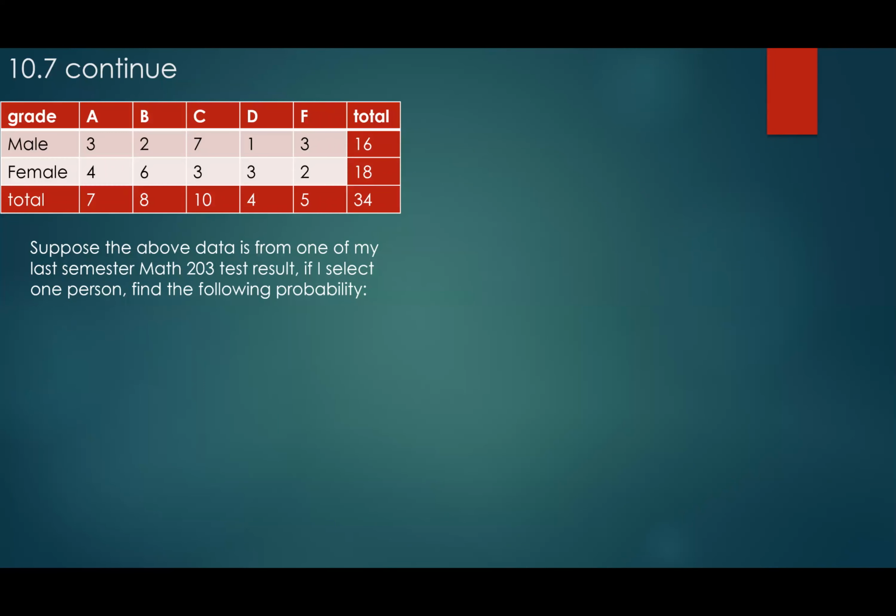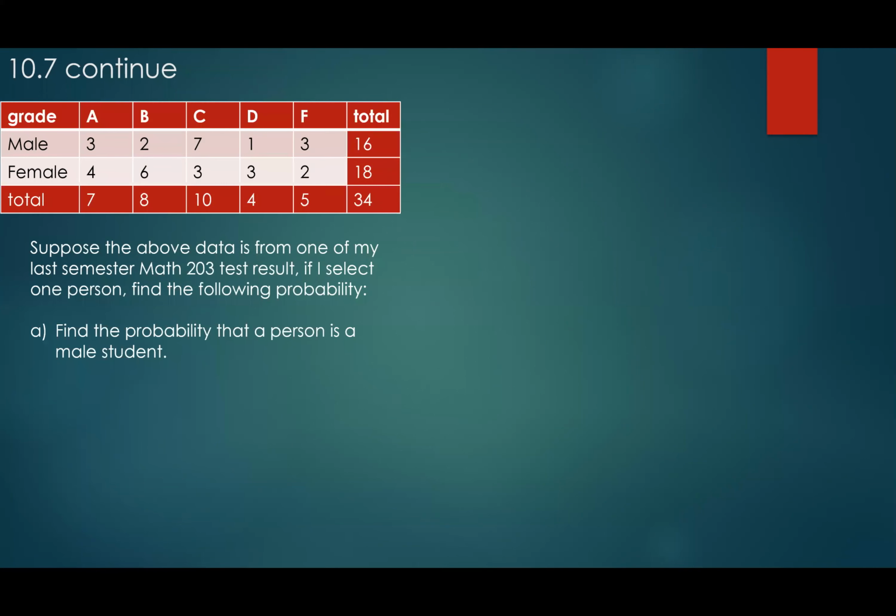Let's take a look at this item. This is not a definition, but a problem. Suppose the above data is from one of my last semester Math 203 test results. If I select one person, find the probability of the following. Find the probability that the person is a male student. Looking at this item, what is the probability of a male student?